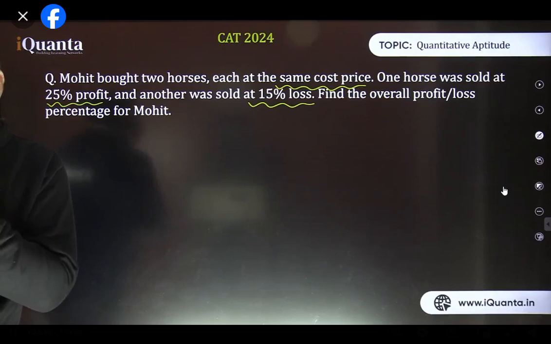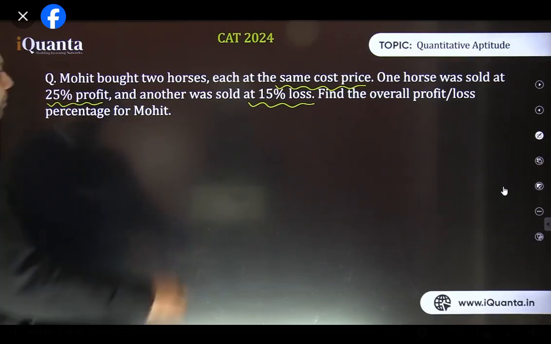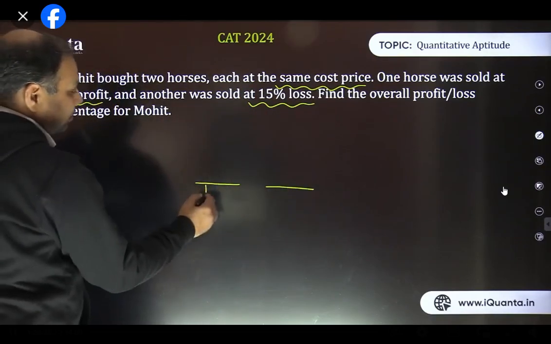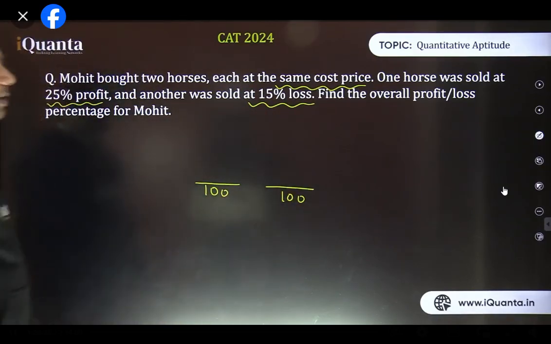Yes, CP can be assumed to be 100. Kanishk, that's perfectly fine. Yes, very good. It's not a difficult question. It's a very easy question. There are 2 horses at the same cost price. Let's say CP of both be 100. Right? CP of both is 100.